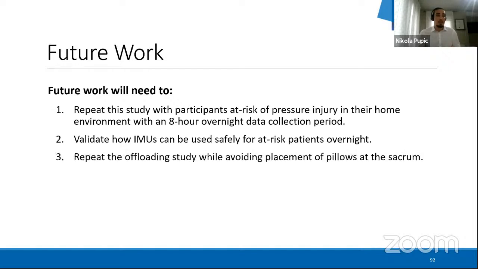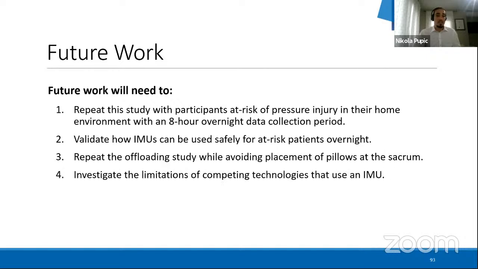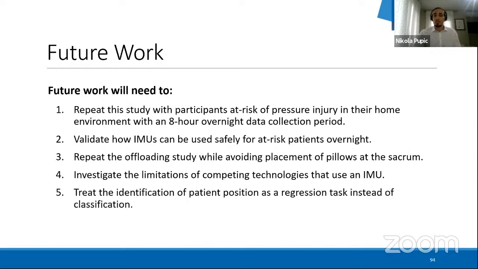We'll need to repeat the offloading study while avoiding placement of pillows at the sacrum, investigate the limitations of competing technologies that use an IMU to predict body position, and treat identification of patient position as a regression task instead of a classification task to see how much more accurately we can predict patient position.